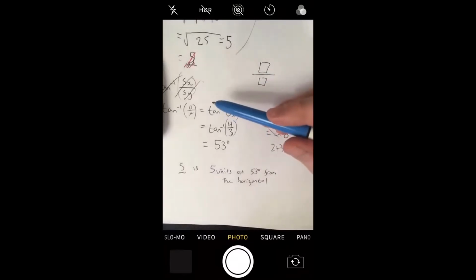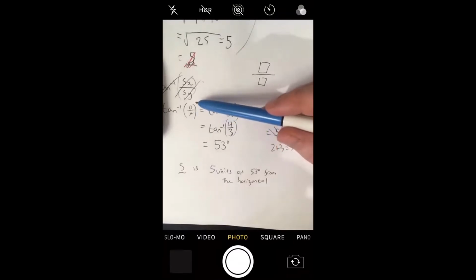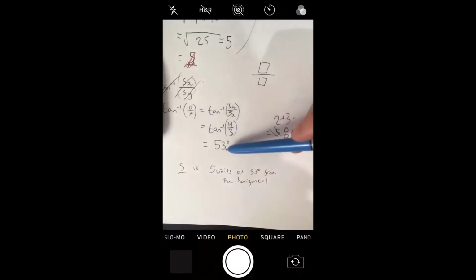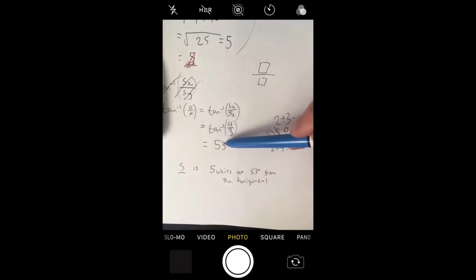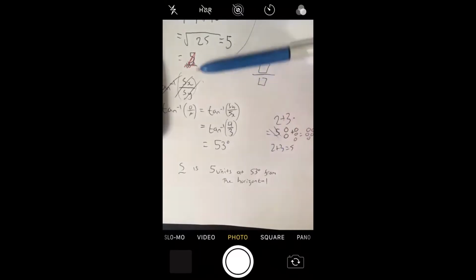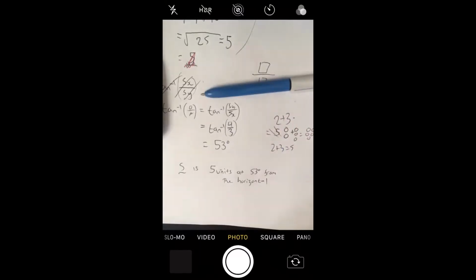I'm not 100% sure that the inverse tan of opposite over adjacent is 53 degrees. And because I'm not 100% sure, I'm going to show the working out. You won't lose marks as long as it's 100% correct. And that's sort of true for all subjects.